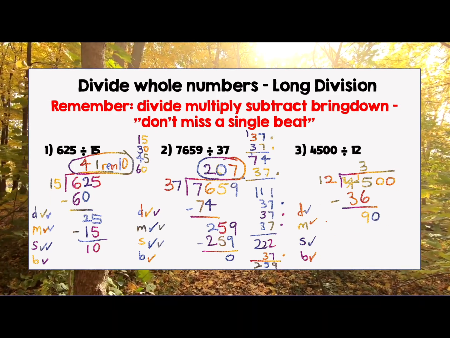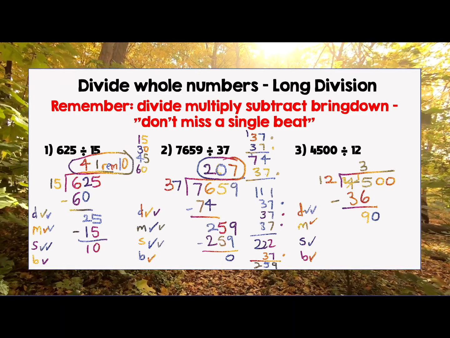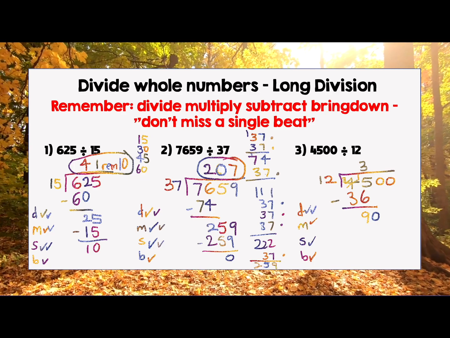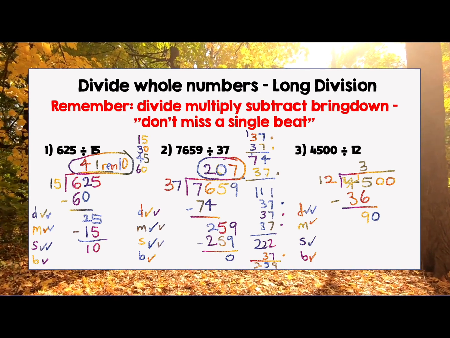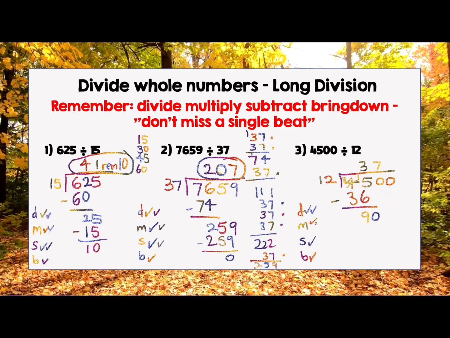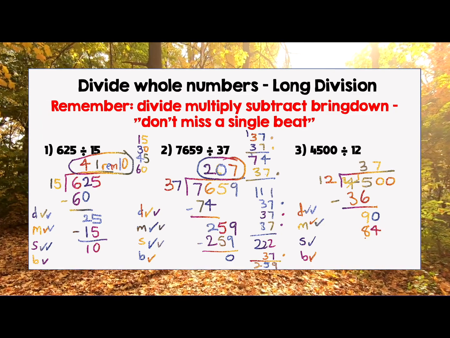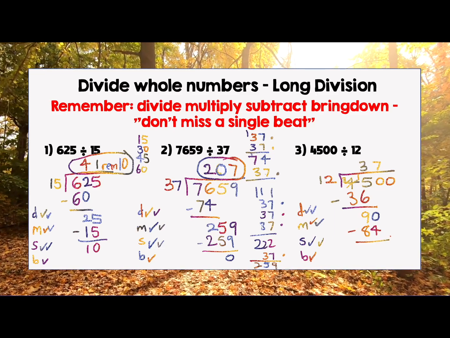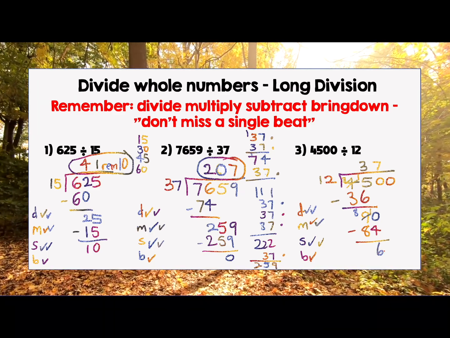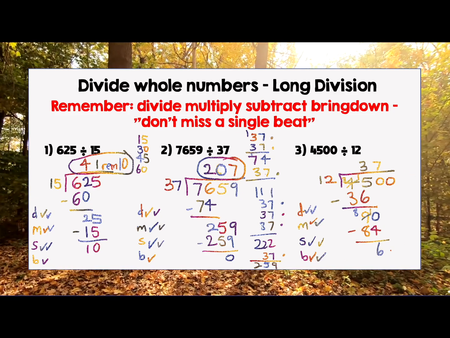Then we start the whole process again. So then we'll do how many 12s in 90? That's the divide part. So 12, 24, 36, 48, 60, 72, 84. And then 96 would be too much, so it's 84. And that's 7. So we put 7 here. So we've done that part. Now we're going to multiply 12 times 7, which we got 84. And then we subtract these two answers. So we can't do 0 take away 4, so we borrow 1, and we have 10 take away 4 is 6, and then we bring down the next number, which is another 0.